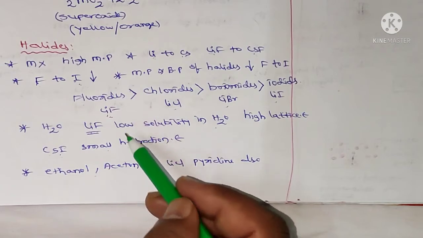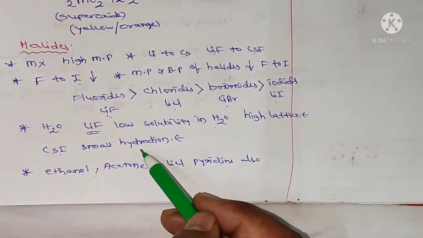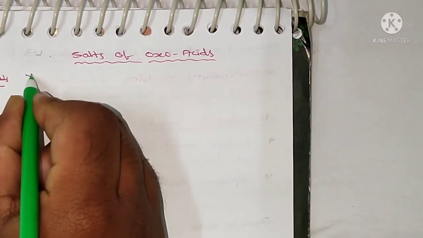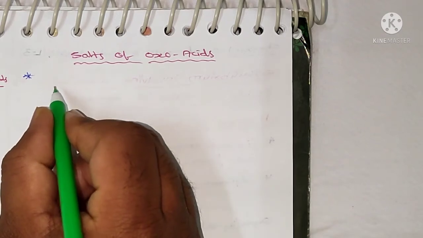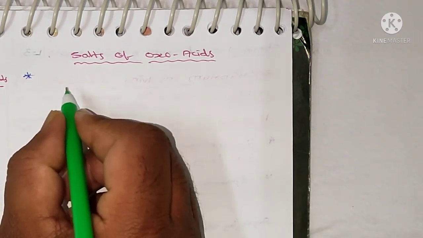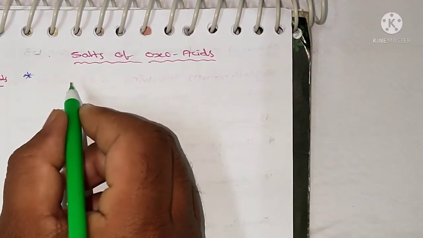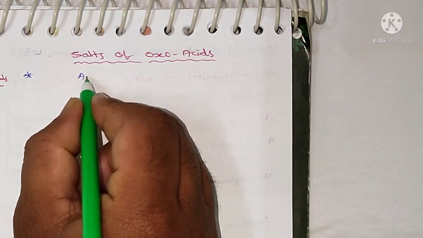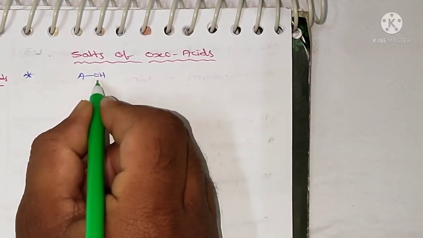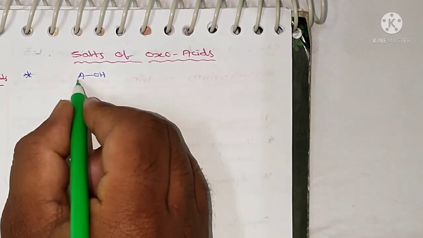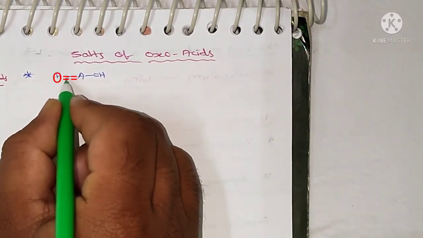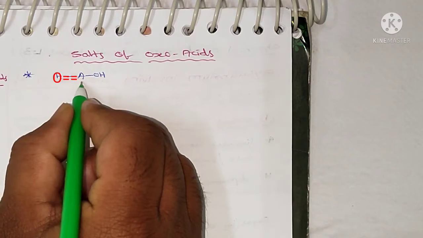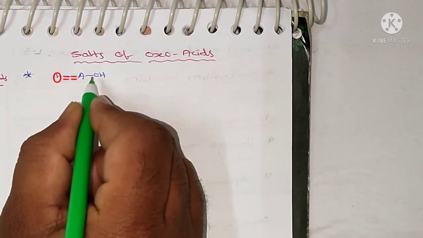So these are the halides of first group elements. Next one, salts of oxo acids. Oxo acids are those in which a hydroxy group and an oxo group are attached to the same atom. For example, there is an atom A. To this atom, there is an OH group directly attached to the A atom, and there is an oxo group which is attached to the A atom. Now it is called an oxo acid.